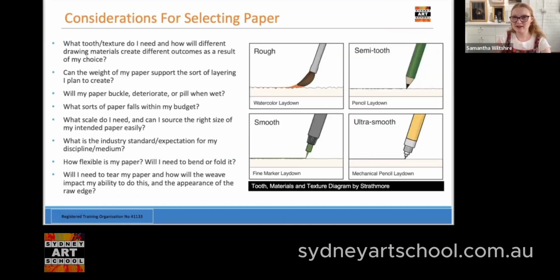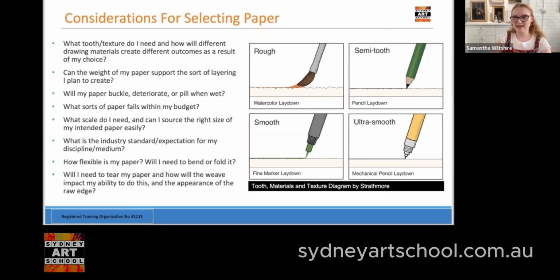So a bit of a summary, now we understand paper's material quality. When you're selecting your paper, you want to understand which tooth or texture will behave best with your choice of intended material. We've got a great diagram over here by Strathmore showing how different materials sit on different textured paper surfaces. So we really want to be thoughtful of that. We need to consider whether the weight of your paper can support the layering you might plan on achieving.